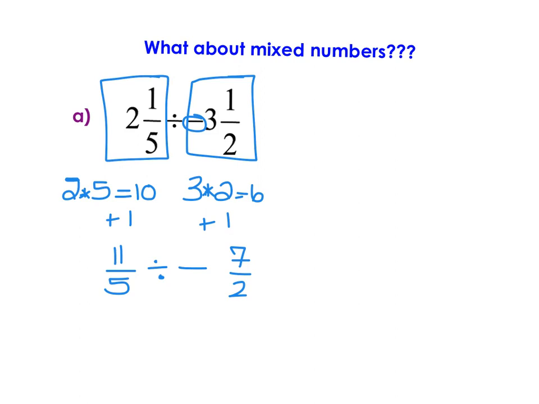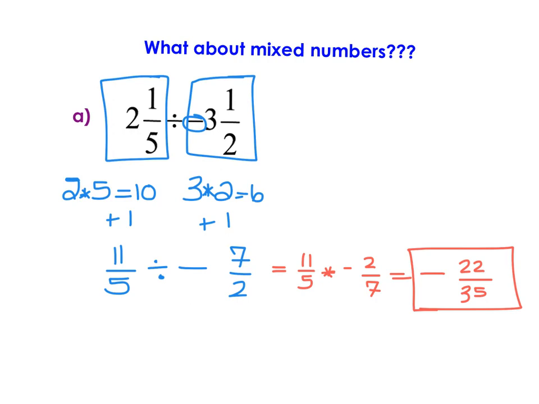Then from here I can utilize keep, switch, flip. So I'm going to keep the first fraction, switch it to a multiplication symbol, and flip it to be -2/7. So I use keep, switch, flip to change it from division into multiplication. And then from here, I can use my multiplication rules. So I am multiplying a positive times a negative, so my result will be negative. The numerator, 11 times 2, becomes 22. The denominator is 5 times 7, which is 35. 22 and 35 don't have any common factors together, so that would be our final answer.